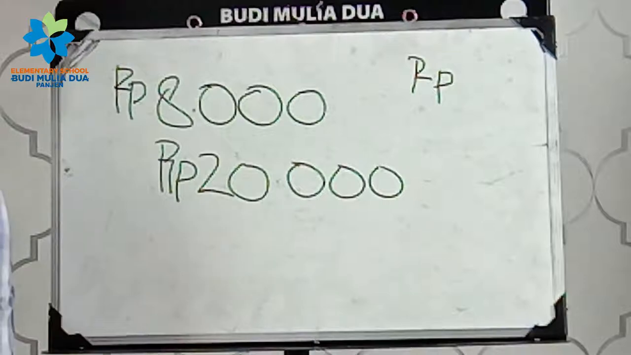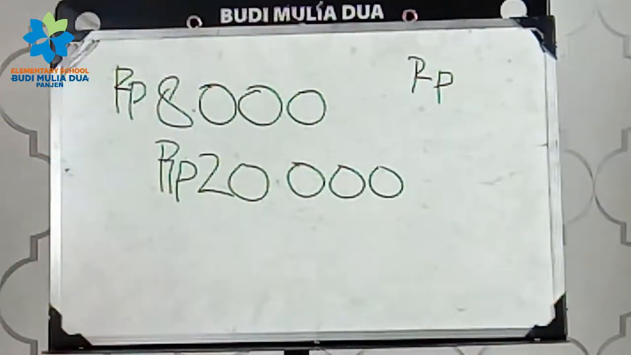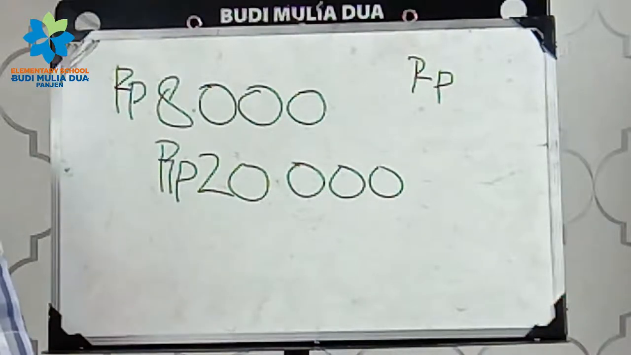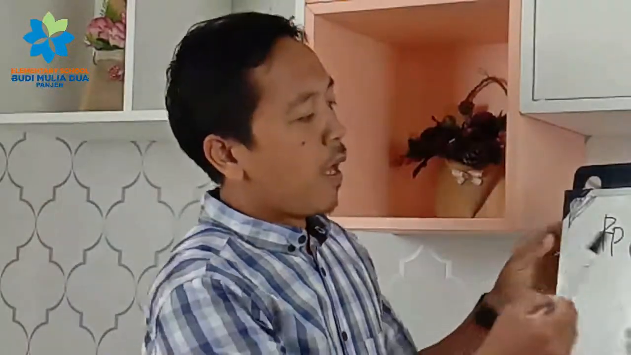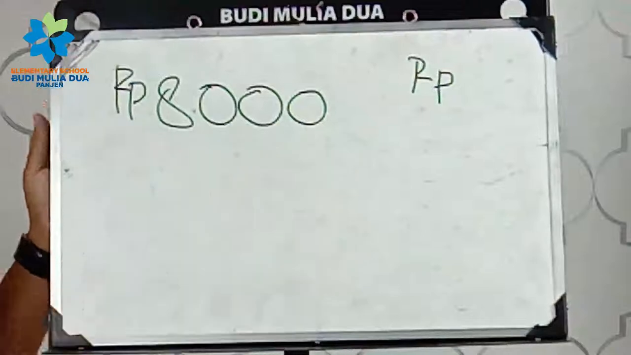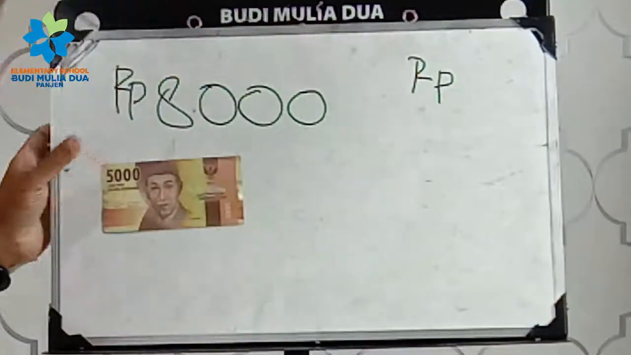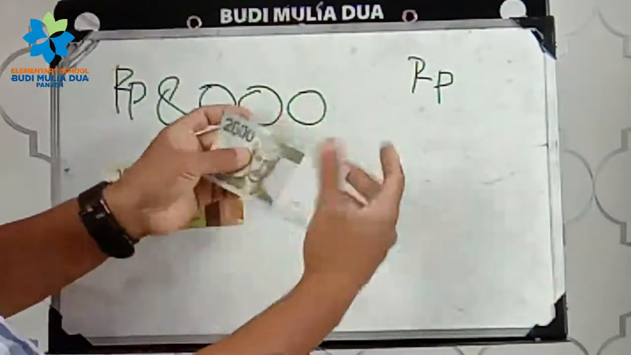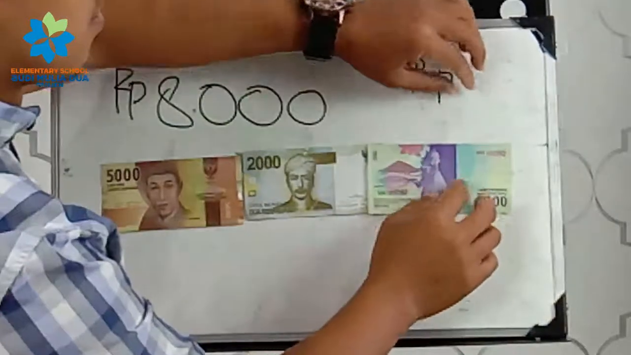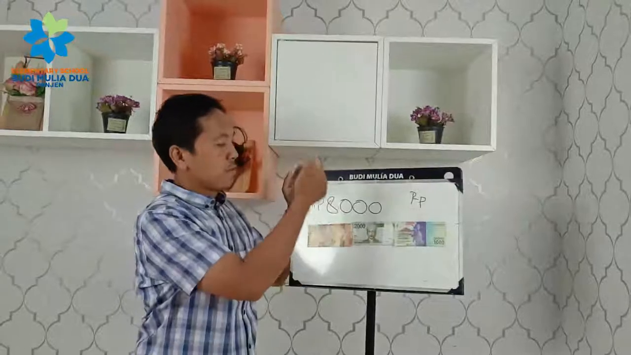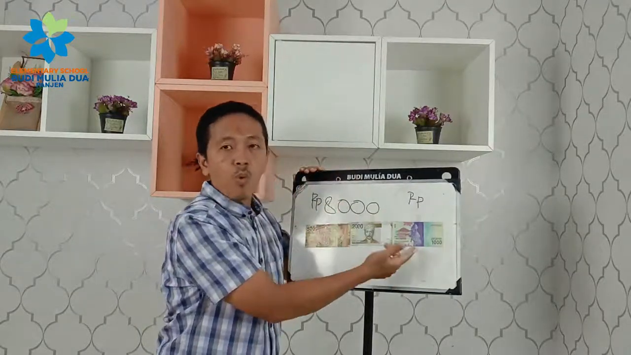Okay guys, last one. We will give you a challenge. Please arrange the money. You can arrange the money by yourself if I give the instruction. For example, 8,000 rupiah consists of 5,000 plus 2,000 and the last one plus 1,000. The value of money is 8,000 rupiah. 8,000 rupiah consists of 5,000 plus 2,000 plus 1,000 rupiah.